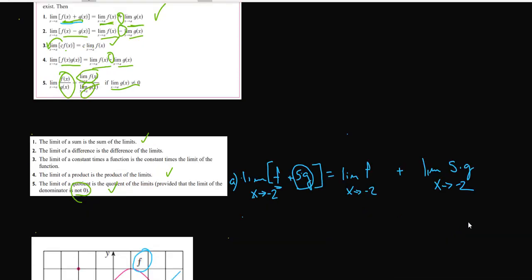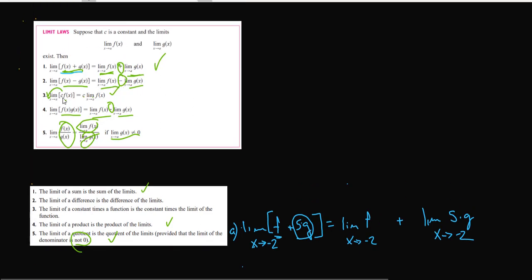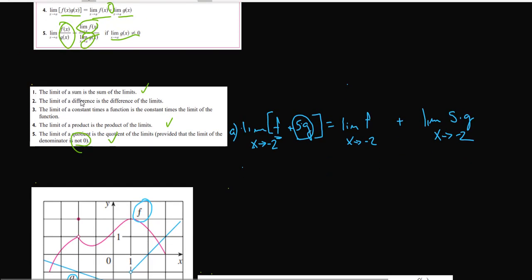Now, before we do this part here, let's use another rule which allows us to just take this 5 out of there. Remember, we had a rule here, rule number 3, which allows us to do that. Rule number 3 allows us to write this piece here as 5 times the limit of g.